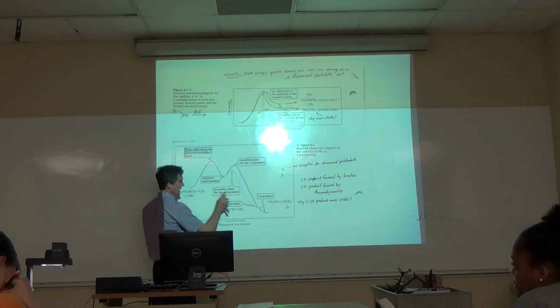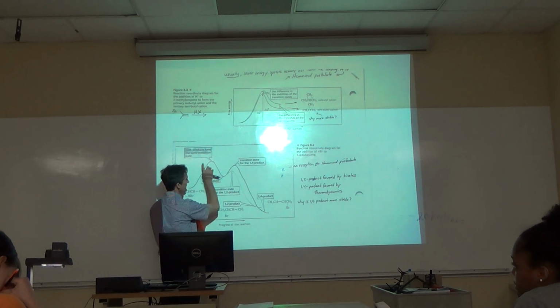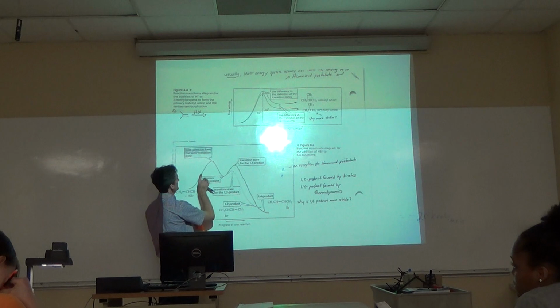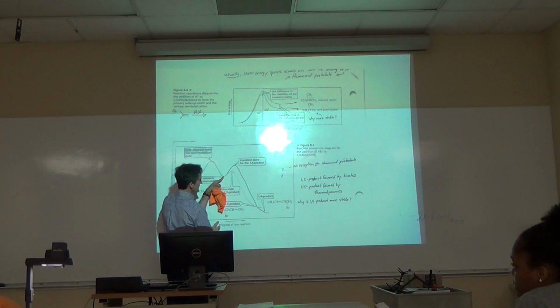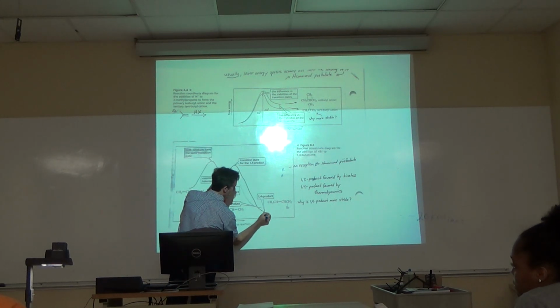Here we have a two-step mechanism or process. The first step is the same for both. From here, the intermediate can do two different things. The same intermediate can give the 1,4 product or the 1,2 product. We'll see this later on.